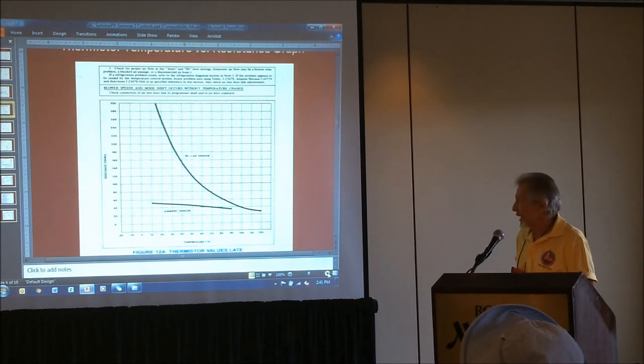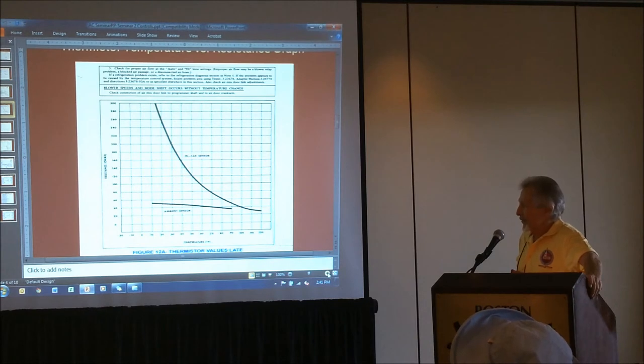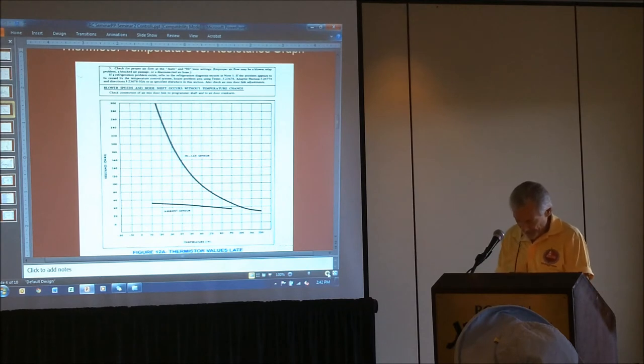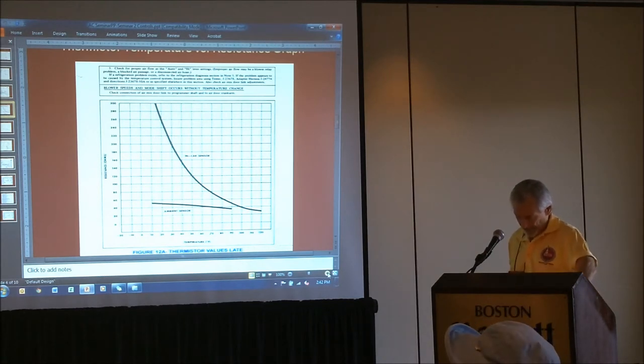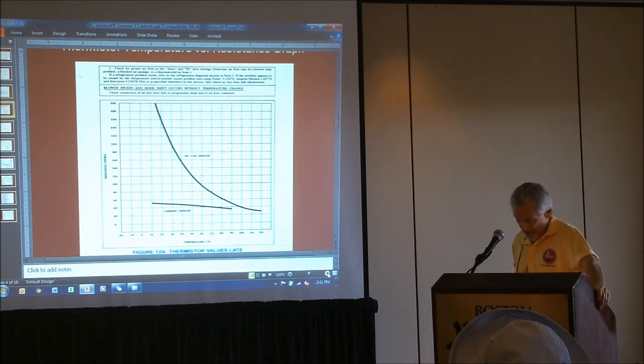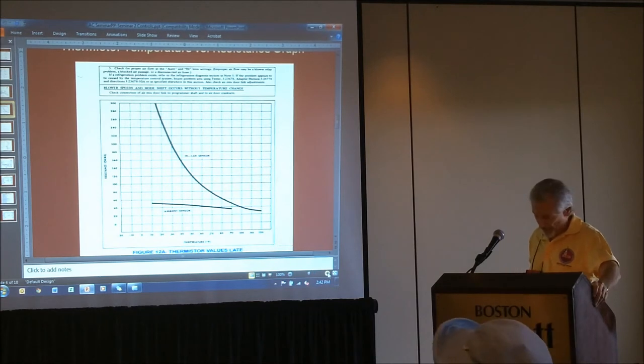Let's go to figure four and then we'll go back. These are the resistance curves of the ambient sensor and the in-car sensor. So you see, as the temperature goes down, the resistance goes up on these thermistors. I'm getting myself behind and ahead of myself at the same time. Let's go back to figure four.